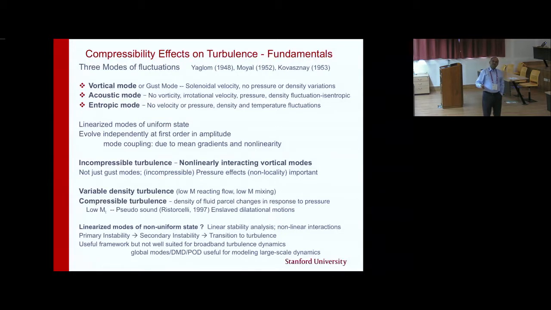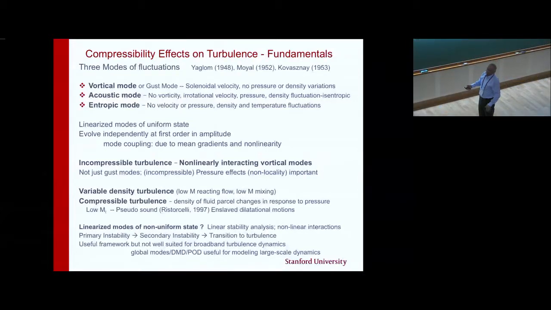Variable density turbulence then is a low Mach number flow turbulence that has significant density variations, but no acoustic perturbations, no acoustic coupling. And it's relevant for reacting flows, for example, or mixing of different materials that have different densities to begin with. So compressible turbulence now is turbulent flow where fluid parcels, as they move around, change their density in response to pressure variations. Of course, fluid parcels move around in response to pressure variations in an incompressible flow, but in incompressible flow, their density doesn't change. When the pressure changes are significant enough to cause density variations, that's when it becomes compressible.